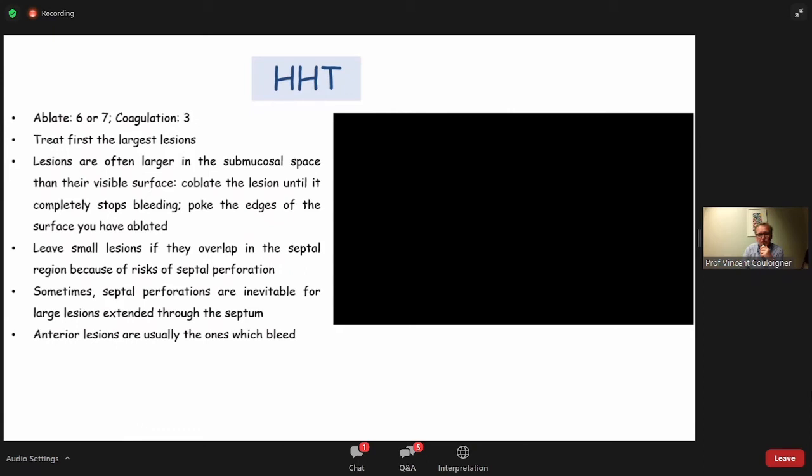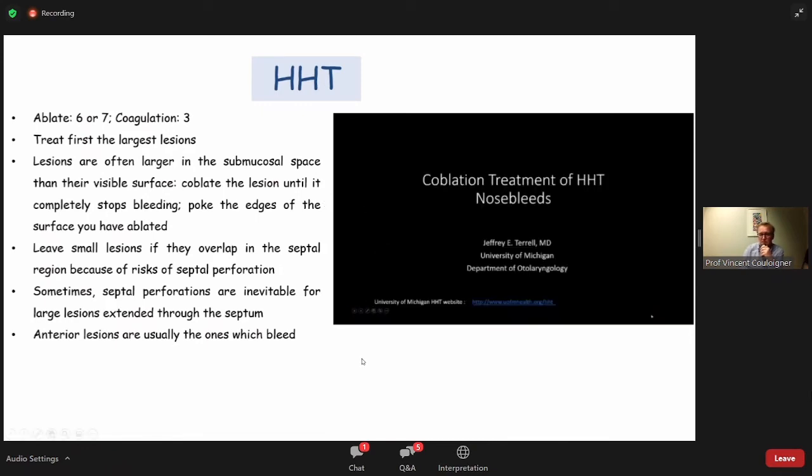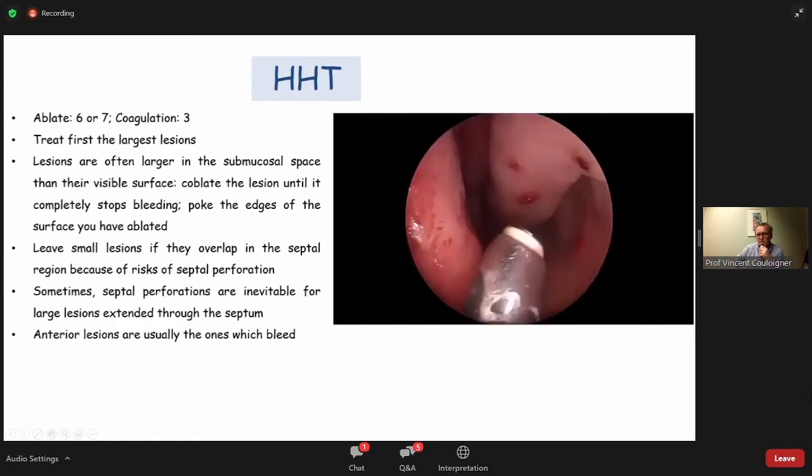You have to leave the small lesions if they overlap in the septal region in order to lower the risk of septal perforation. However, sometimes septal perforations are inevitable for large lesions extending through the septum. Final information is that anterior lesions are usually the ones which bleed, so you usually focus on these anterior lesions first. So this is a movie that I borrowed from Professor Terrell.